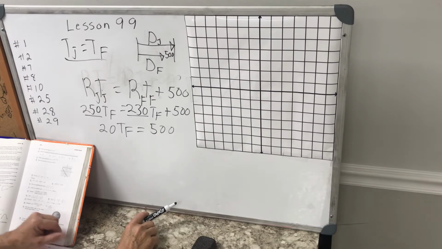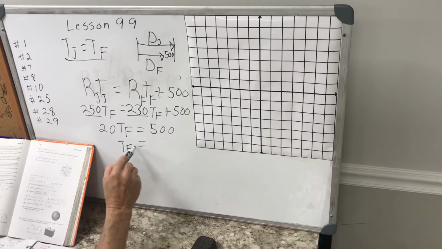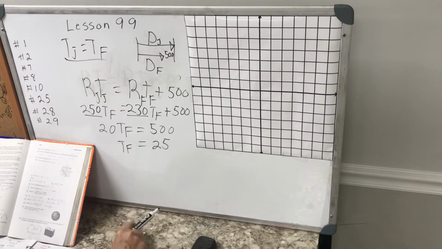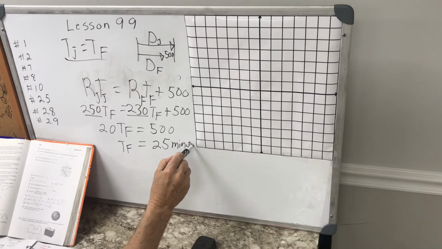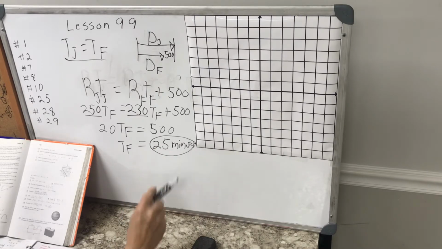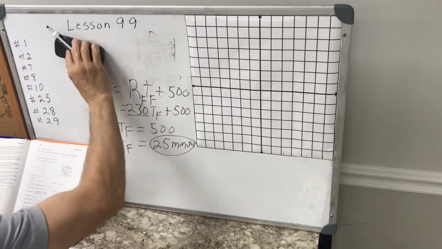500 divided by 20, I believe that is 25. TF equals 25. What are they asking for? In how many minutes would Julie be a full lap ahead? 25 minutes. That is one of the more difficult ones we have worked through. I hope you understand that one. We will go to problem number 2.